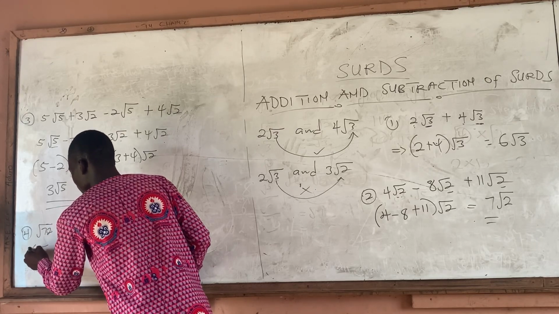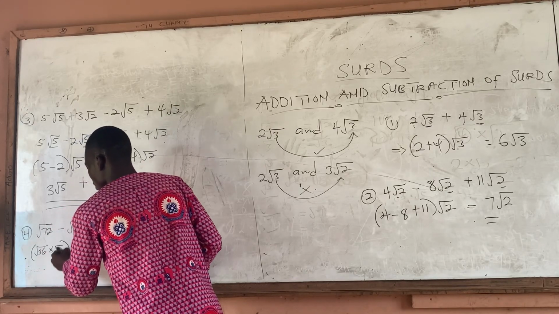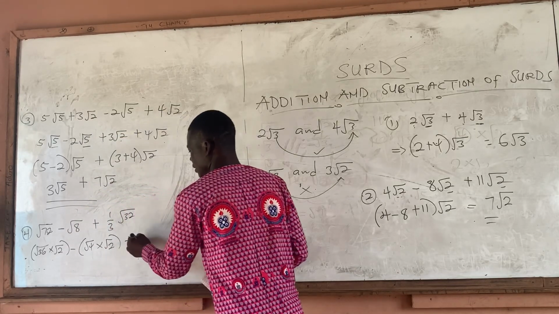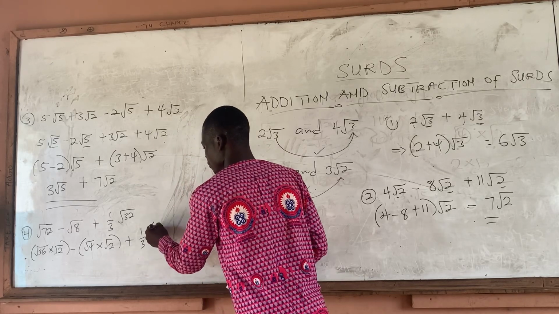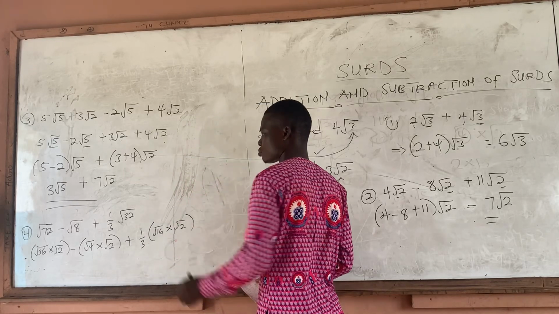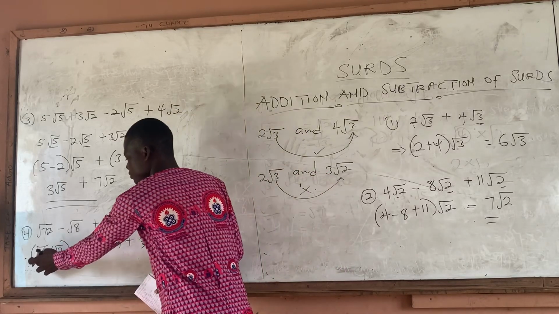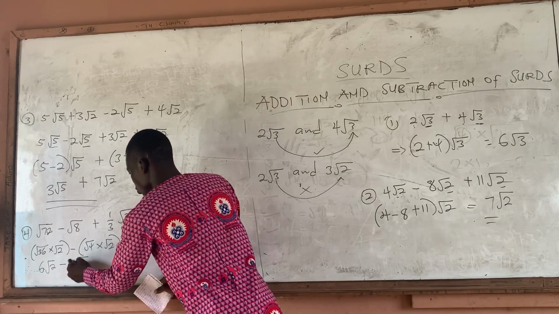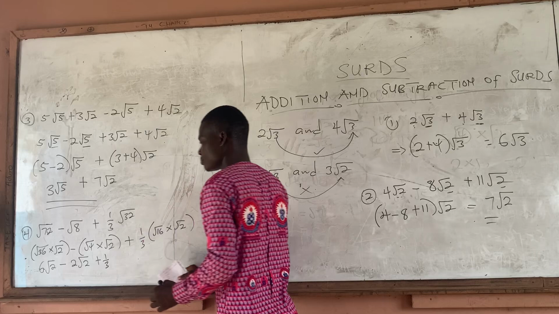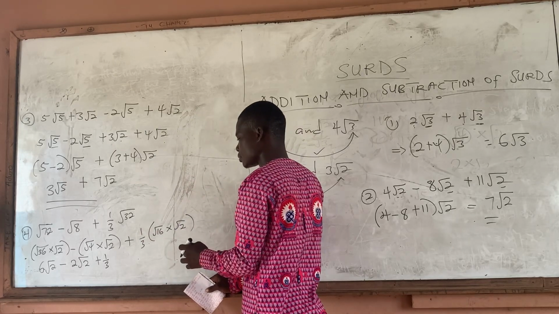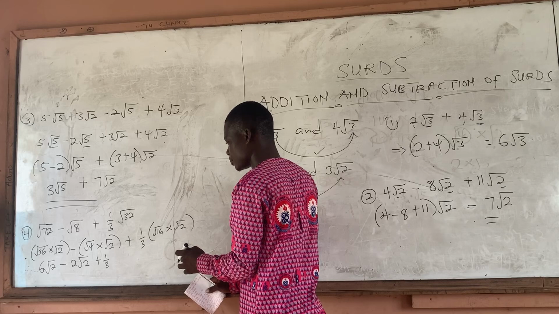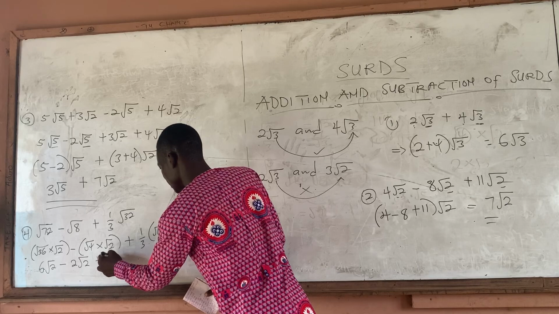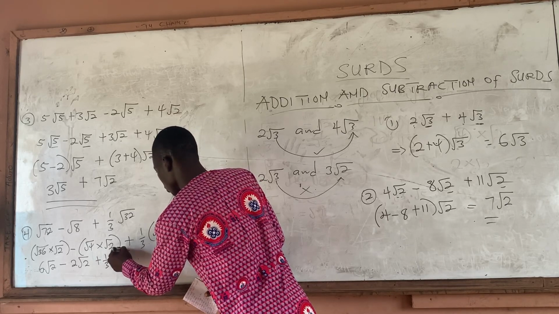This one gives us root of 36 times root 2, minus root of 4 times root 2, plus 1/3 of root of 16 times root 2. After this, root of 36 is 6 root 2, minus root of 4 is 2 root 2, plus 1/3 of root of 16 is 4, so we have in brackets 4 root 2.